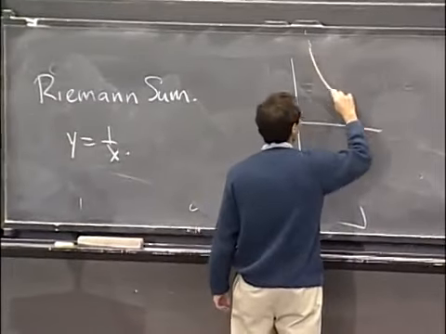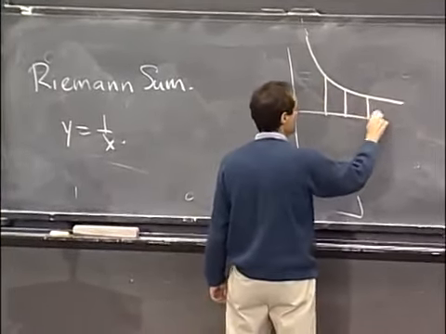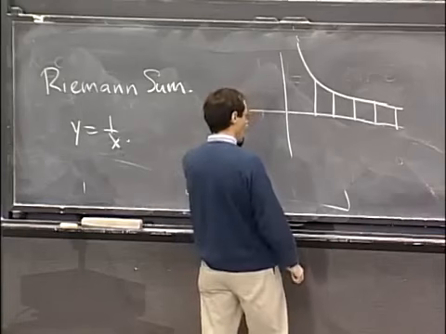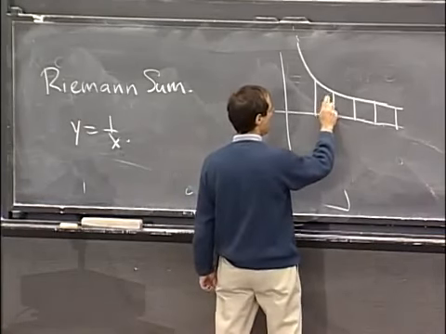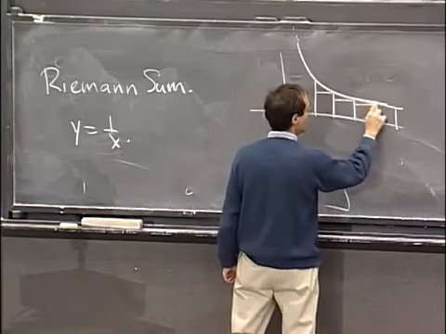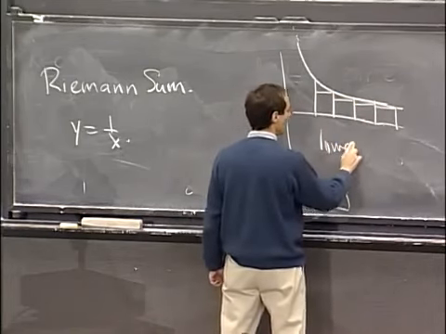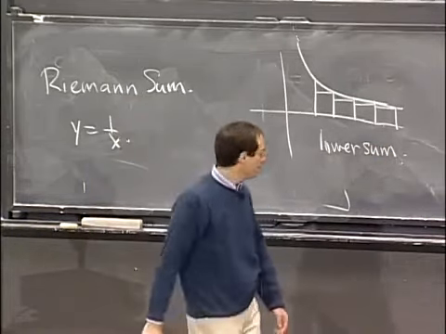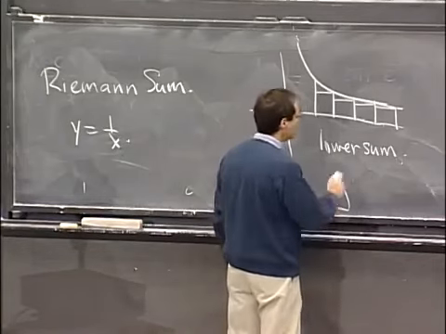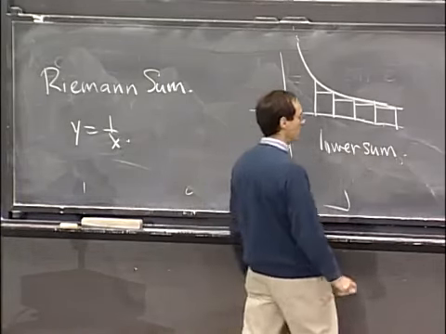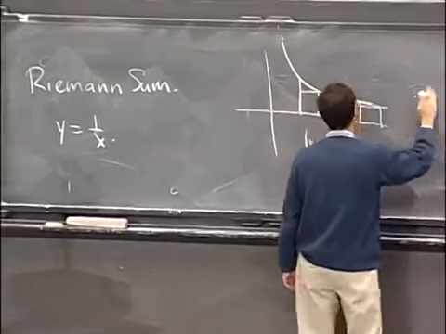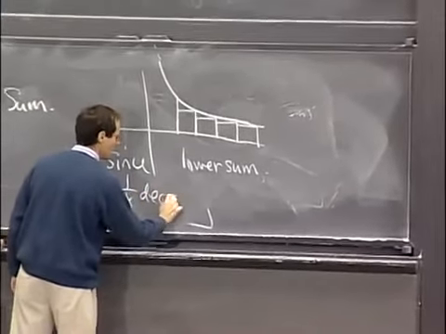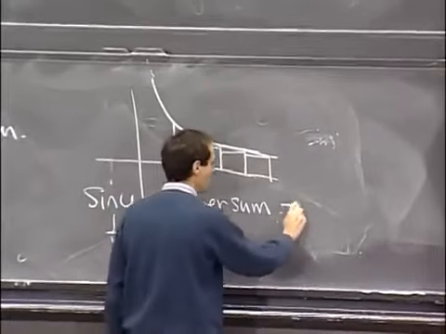If you take the function y equals 1 over x and you break it up into pieces here, it doesn't matter how many pieces. Let's just say there are 4 of them. Then the lower Riemann sum is the staircase which fits underneath. So this one is a picture of the lower sum. It's always less. And in the case of a decreasing function, since 1 over x decreases, the lower sum equals the right sum.